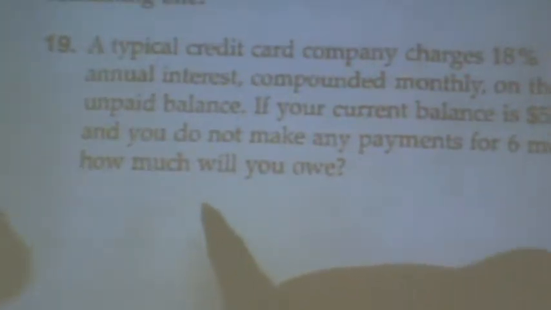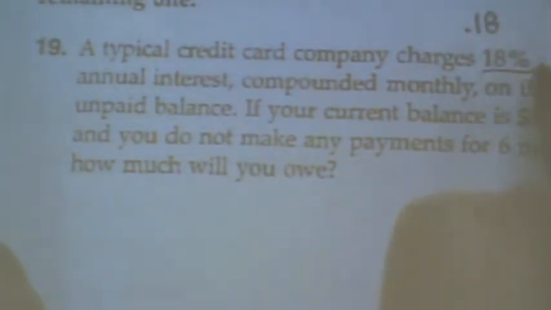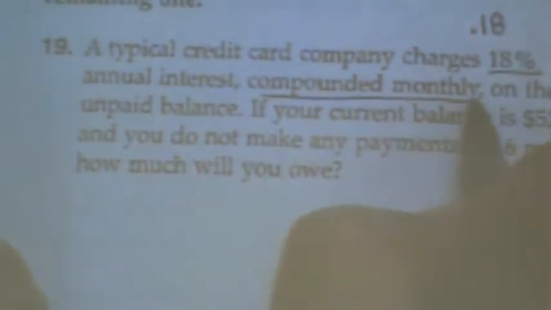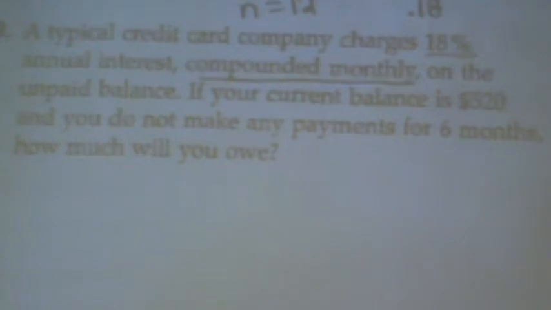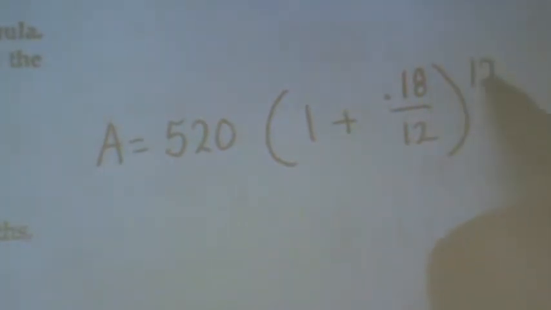A typical credit card company charges 18% annual interest. That's our R, 0.18. And we're doing monthly, so N is 12, right? If your current balance is $520 and you do not make any payments for 6 months, how much are you still going to owe them? So you're solving for A. You've got $520 times 1 plus your interest rate, 0.18, over 12 months, and then 12 times.